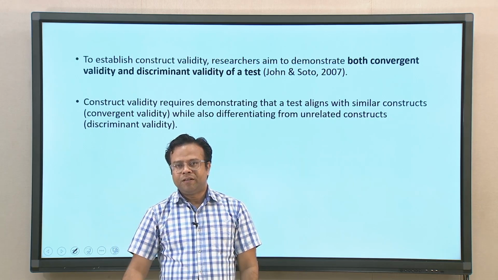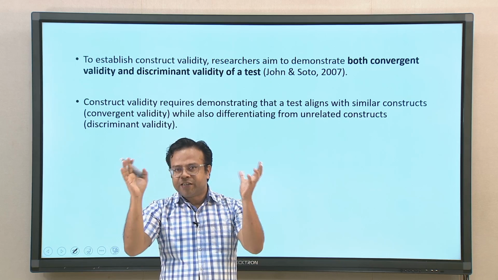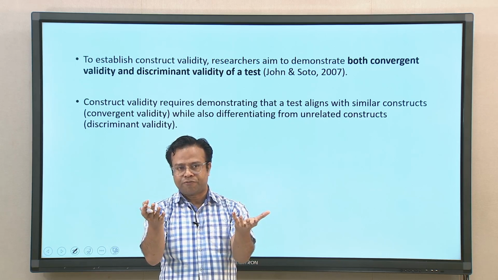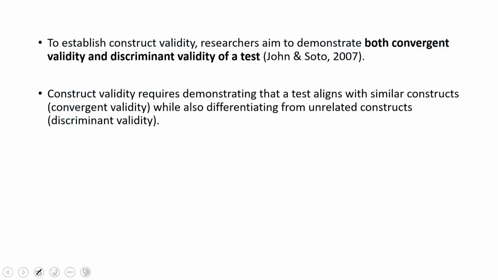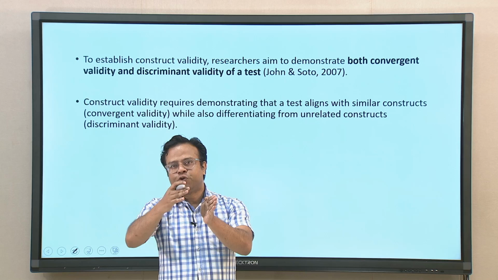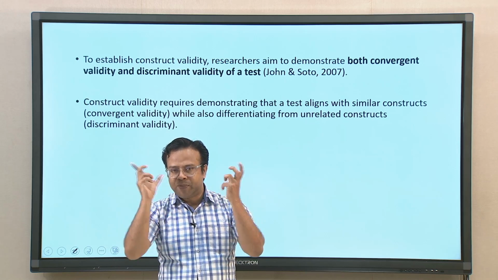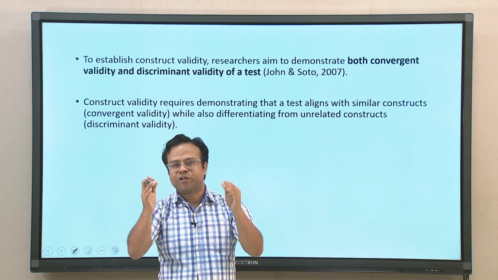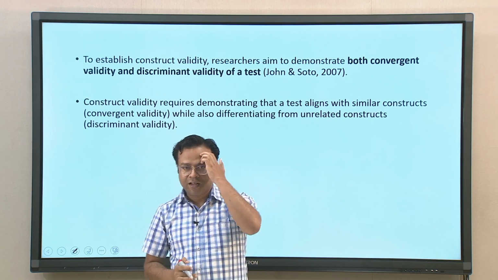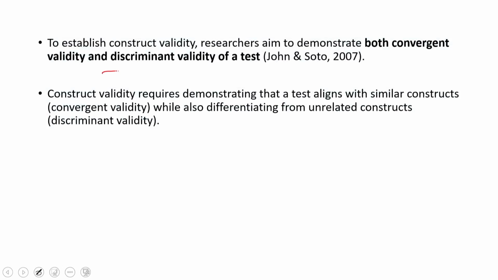Now, because construct validity is a theory-driven kind of concept, to establish it we need to find out its connection with other concepts. So, to establish a construct validity, we need to demonstrate two more things. One is called convergent validity, another is discriminant validity. So, these are basically two other ways of establishing validity which are connected to the construct validity.